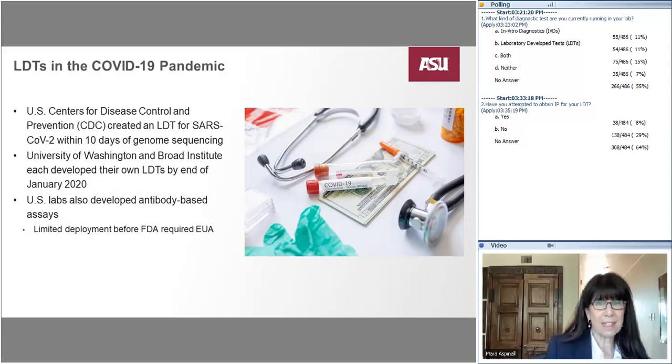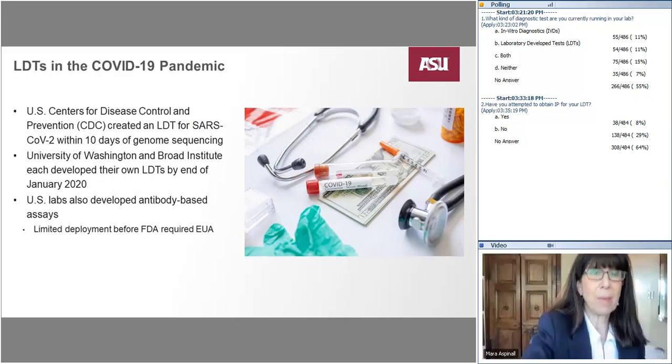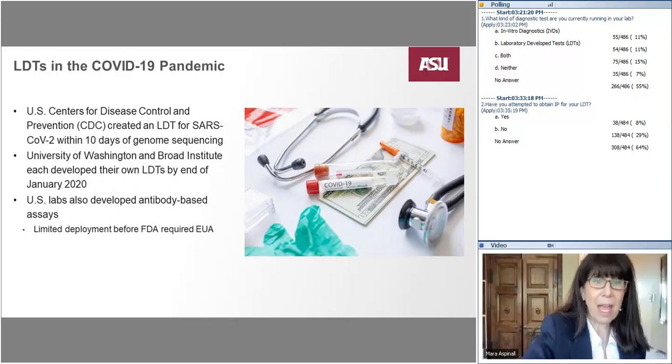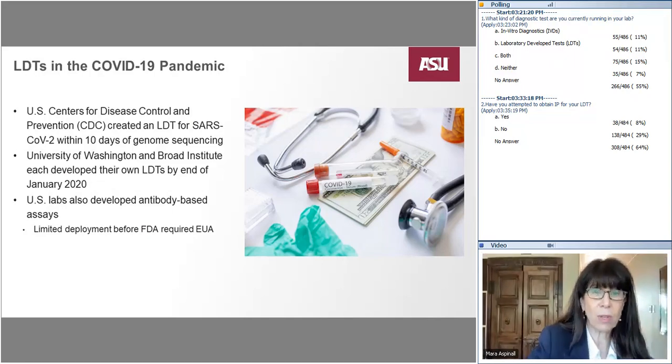So you know that the CDC developed an LDT for SARS-CoV-2. It did not go terribly well. We can argue as to why or how or otherwise, but the bottom line is it changed. After that, University of Washington and Broad developed their own LDTs by the end of January 2020, and the genome for SARS-CoV-2 was developed, I believe it was January 19th, and people developed LDTs in a ridiculously fast time.